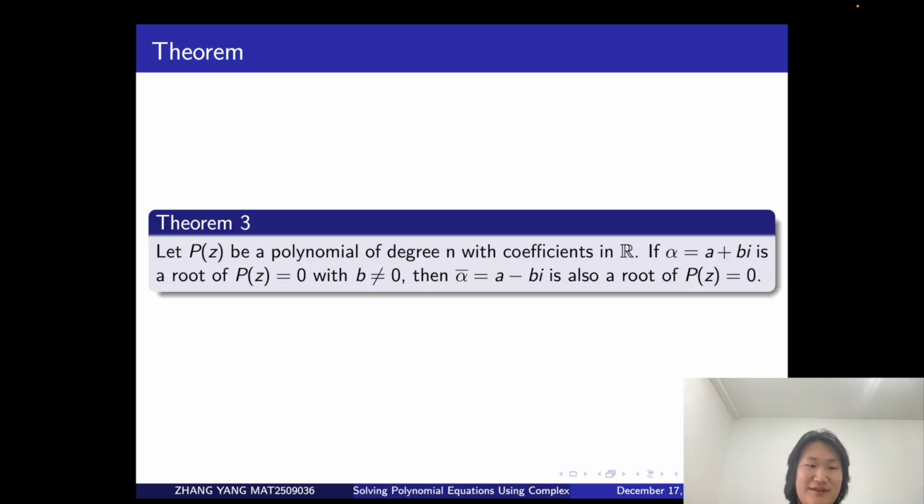We also have an important theorem. P of z is a polynomial of degree n with coefficients in R. If alpha equals a plus bi is a root of p of z equals 0, and at the same time b is not 0, then the conjugate of alpha is also a root of p of z equals 0.